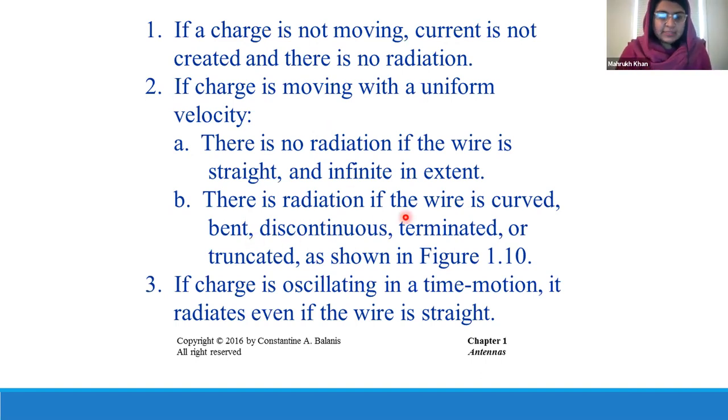So radiation produces when you have a curved wire, a bent wire, a discontinuous wire, or a terminated or truncated wire, even if you are having a steady current. So if you are having a steady current, but you are seeing some scenario in which the current is disturbed, then you will see a radiation. Or if you are having a time-varying current in a straight wire, you will also see a radiation, okay? So what I'm trying to establish is that time-varying scenario or acceleration only produces when you have some disruption in the wire, okay?